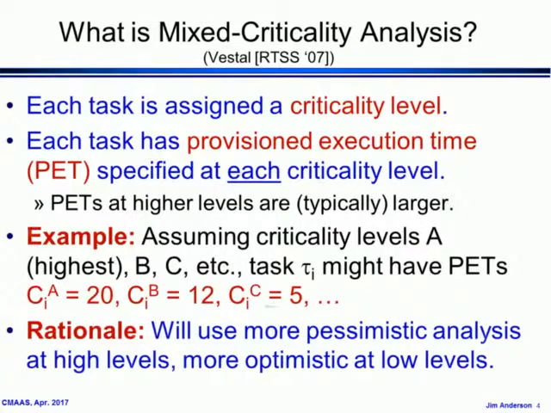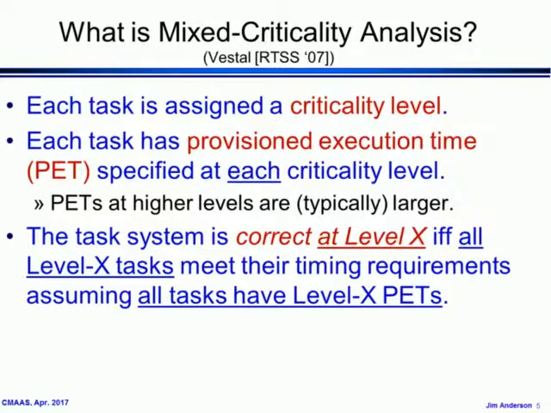Now, what's really weird here is that the definition of correctness changes. You don't just talk about the system being correct in a categorical way. You do this in a per level way. And the weird thing here is you're fundamentally forced to pretend like one system is a set of systems, one per criticality level. And we talk about the level X system being correct or not, where X is a criticality level. And formally, the system is correct at level X if and only if all level X tasks meet their timing requirements, assuming all tasks at all levels stay within the level X PETs.